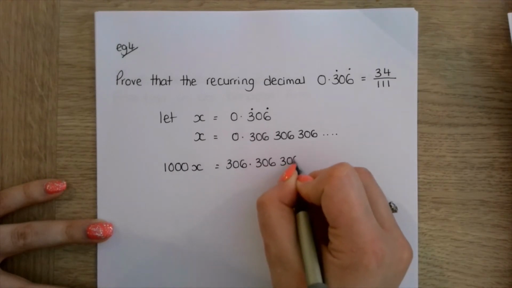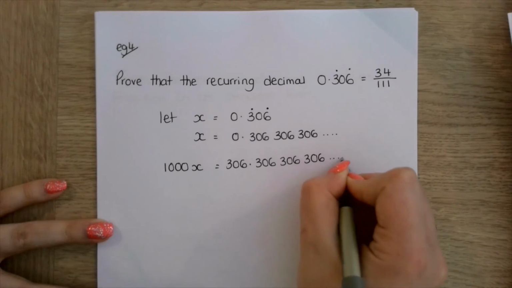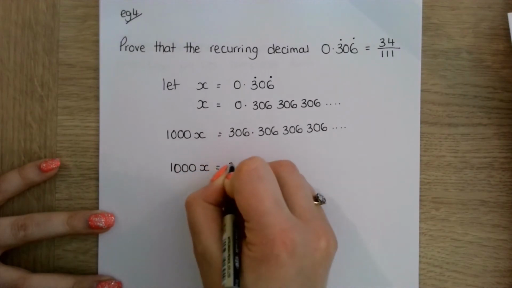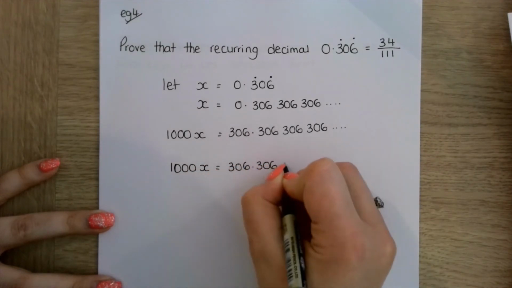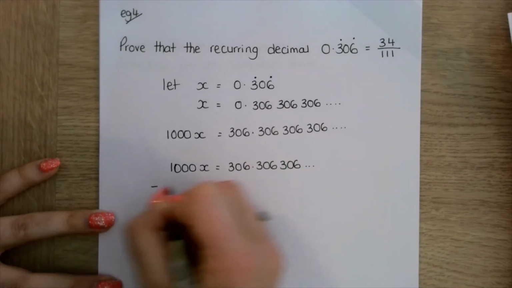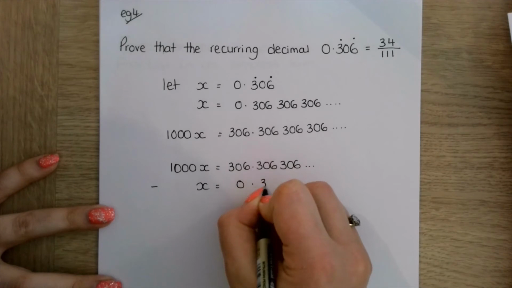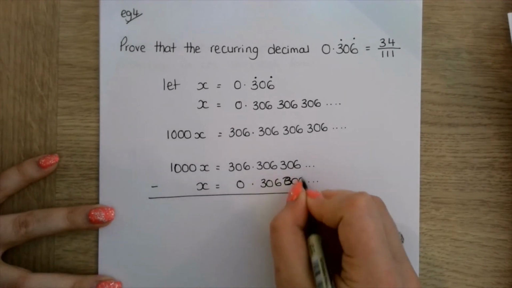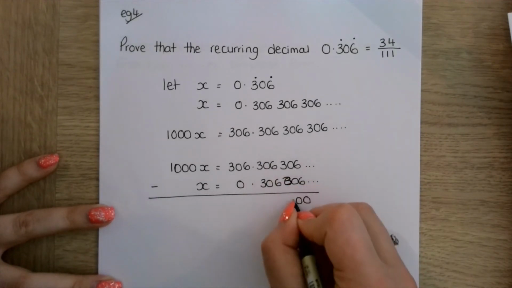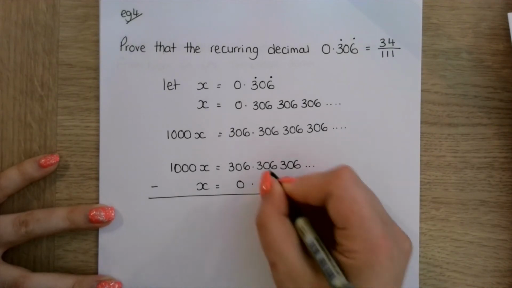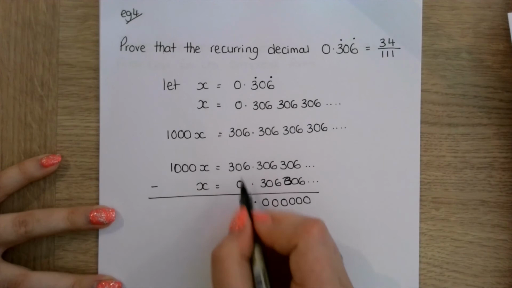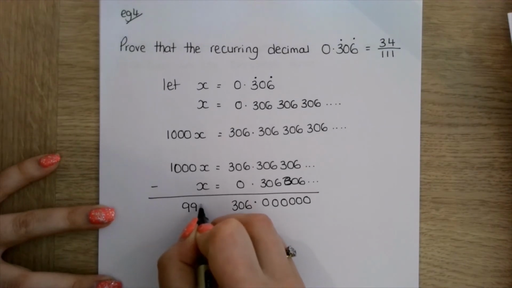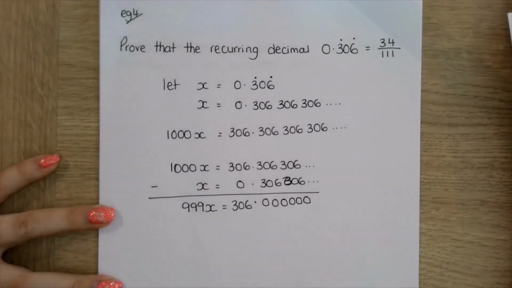306.306306, etc. As with all of the others, the larger one minus the smaller one. 6 take away 6, 0, 0 take away 0, 0, 3 take away 3, 0, 6 take away 6, 0, 0 take away 0, 0, 3 take away 3, 0, decimal point, 306 take away nothing is 306. 1000x minus x leaves me with 999x, which is equal to 306.